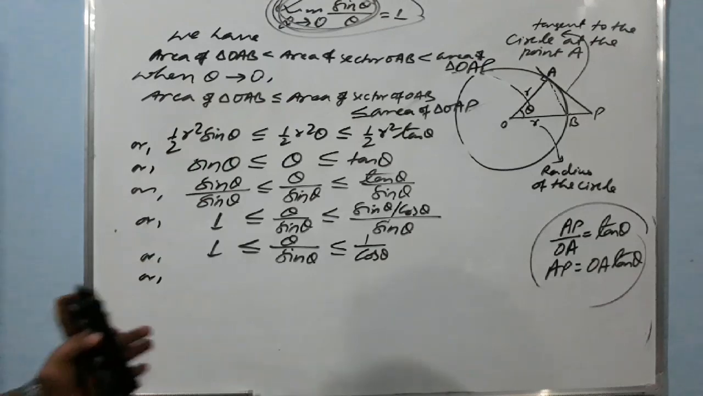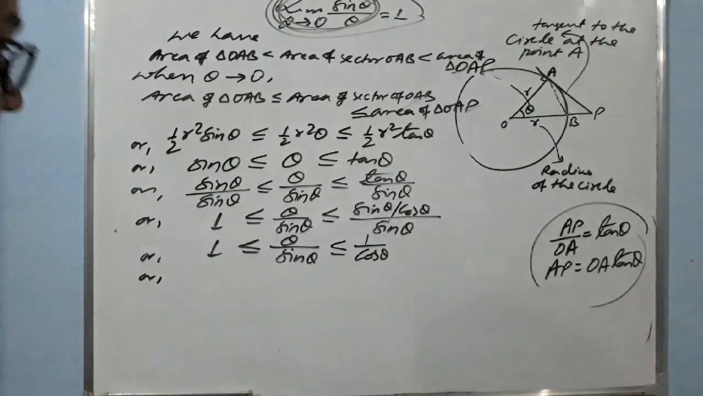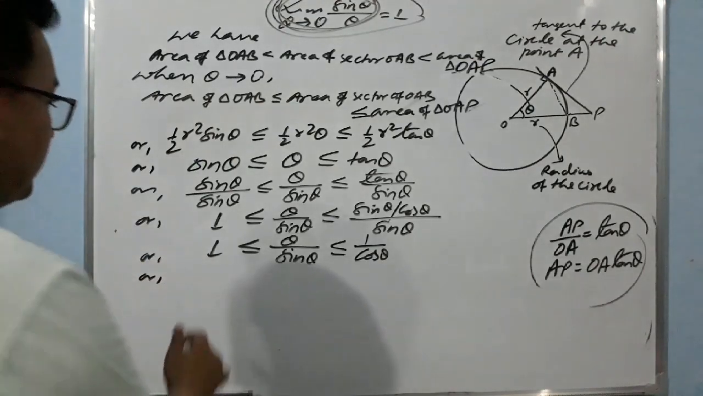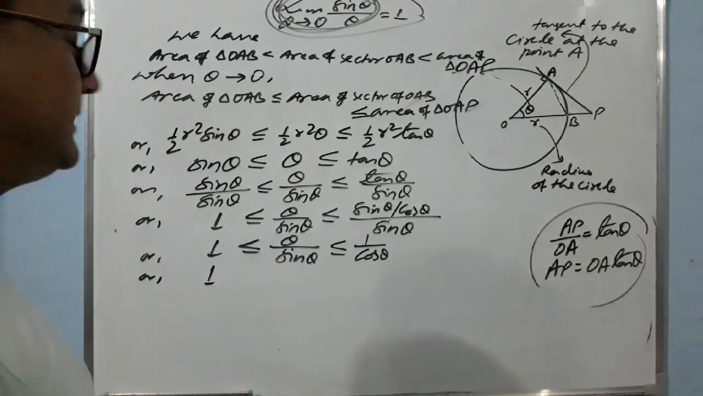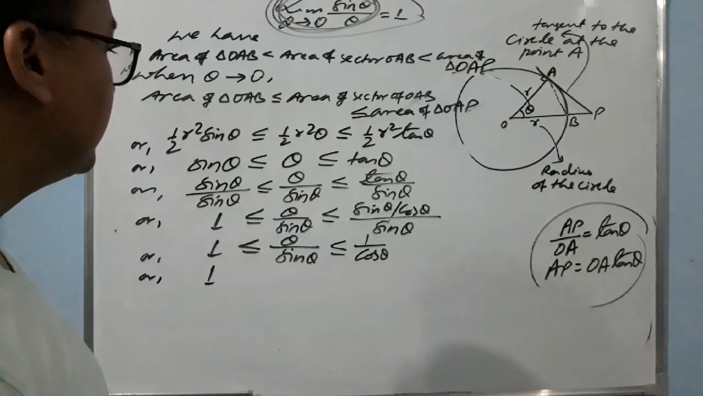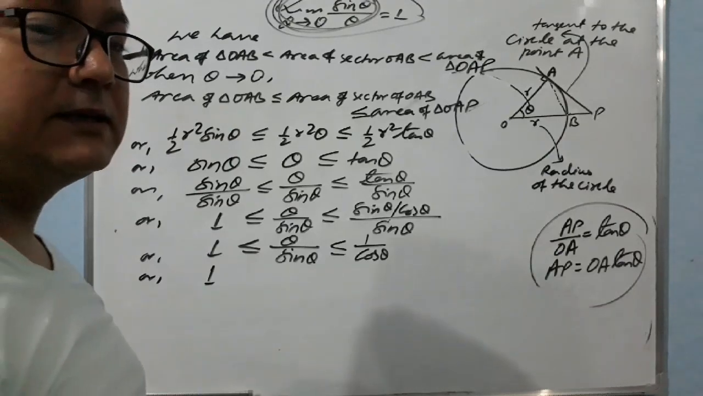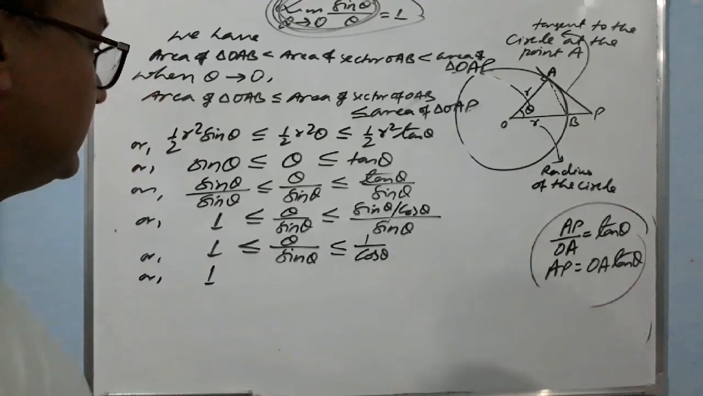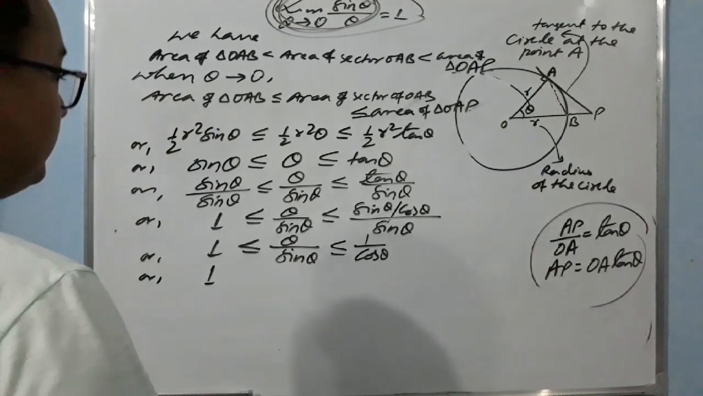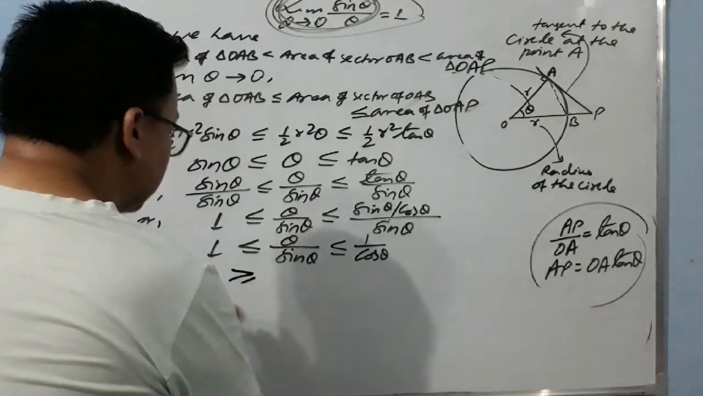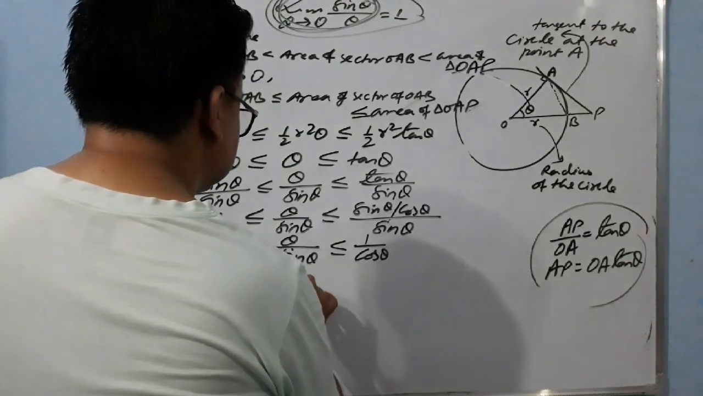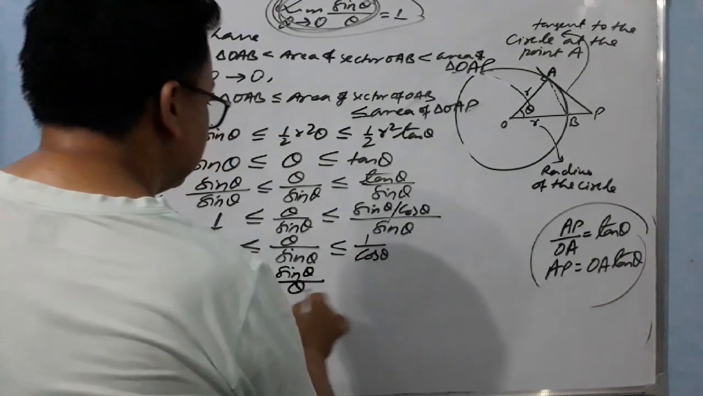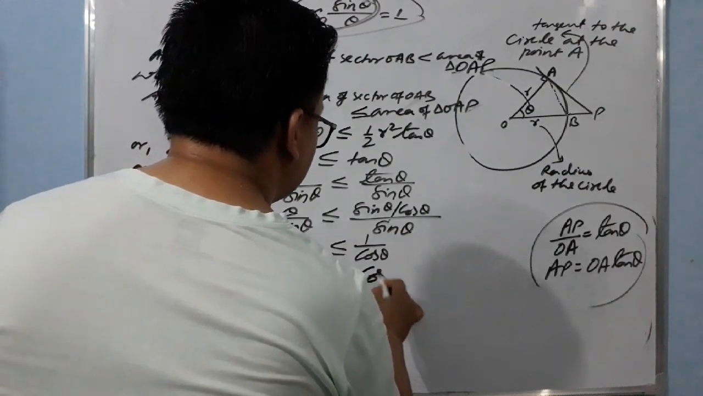In order to find out the sine theta upon theta, let's take the reciprocal of each and every term here. There is a property in ordered properties, I think you might have studied in real numbers. If you do the reciprocal, your sign of inequality will be reversed. And here, sine theta upon theta is greater than or equal to cos theta.